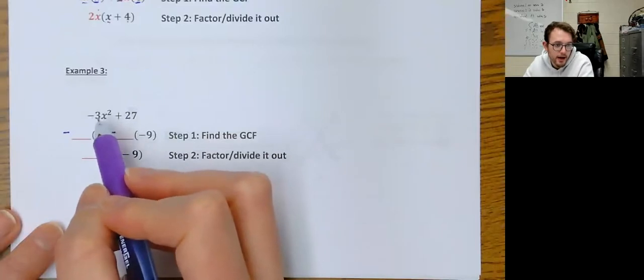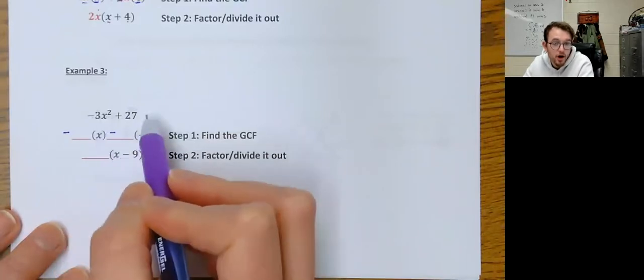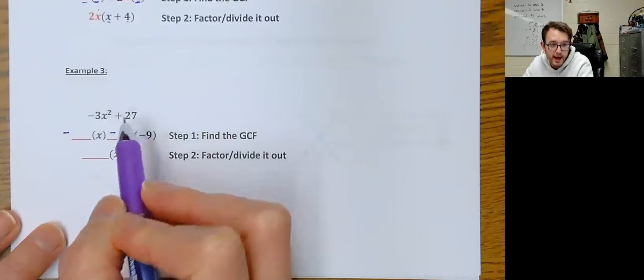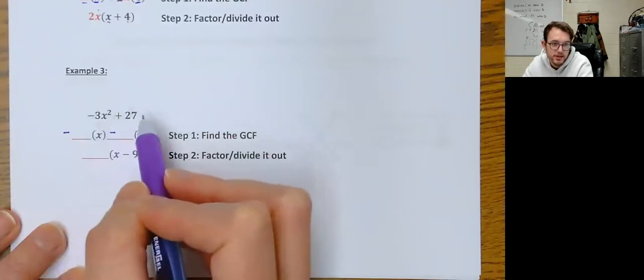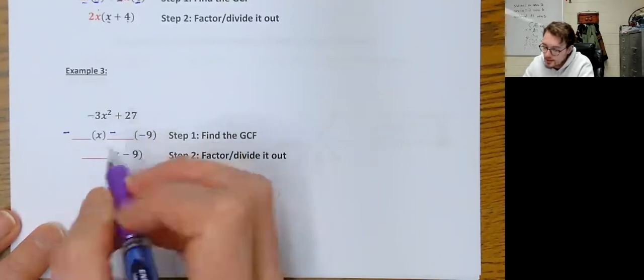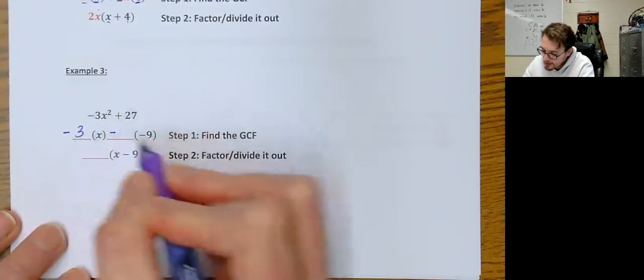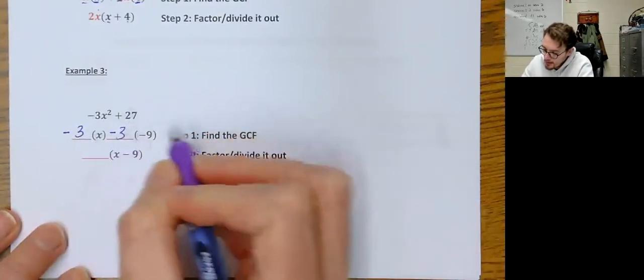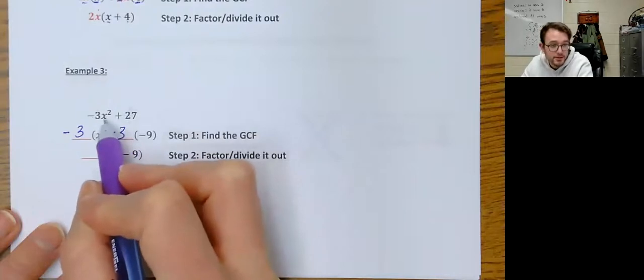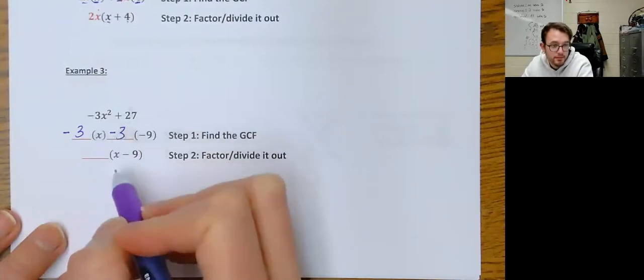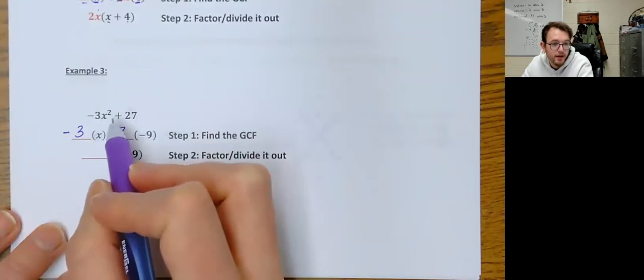And I can divide out a 3 because 3 also goes into 27. Whatever number you divide out also has to go into the other number. So 3 goes into 27 and 3. So I'm going to factor out a negative 3. Can I factor out an x? No, I cannot factor out an x.